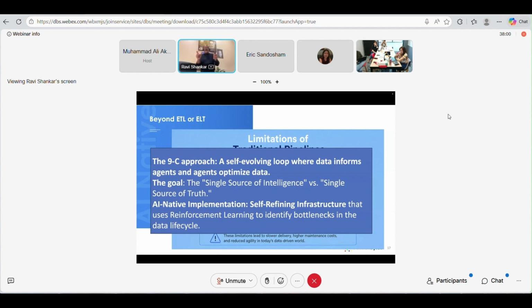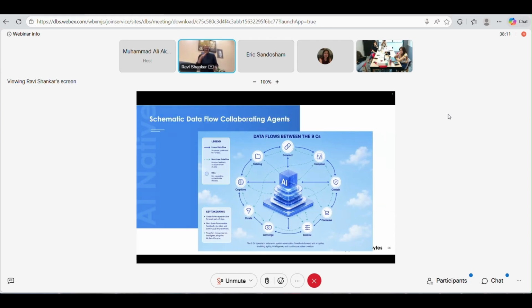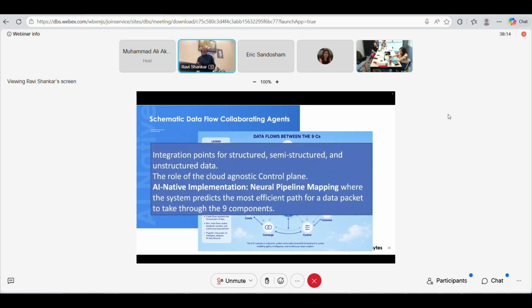Self-healing, self-refining, these are all the buzzwords that are being used in the AI native agent first enterprise. So, collaborating all these components, which is a similar concept that I mentioned, you can use a neural pipeline mapping where the system is predicting the most efficient path. We solved the minimum shortest path algorithms much before. In operations research, we have solved all these problems. Now tell the agent to do that intelligently without giving manual instructions, and make sure that it uses the best possible path from the ingestion to the storage to the consumption.